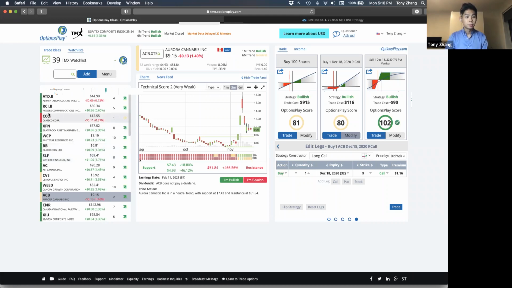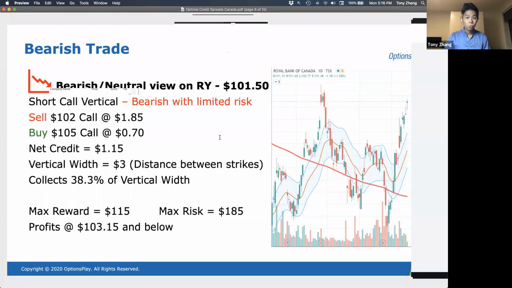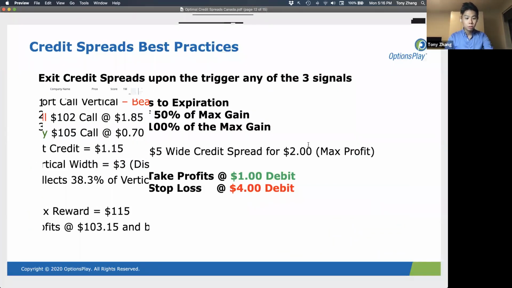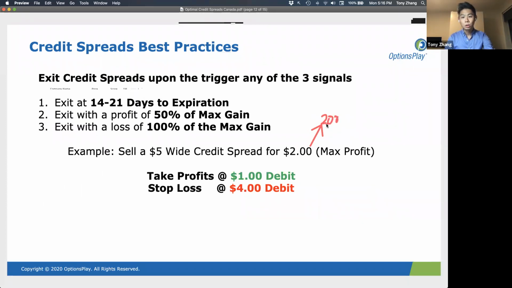I think that according to your rule, the stop loss should be at $2, 100% of the max profit. That is correct. So when you sell something for $2, right, 100% of that would be another $2. And that's why we say a $4 debit would be a 100% loss of the max gain. I know that sounds like a mouthful, but basically, you're selling something for $2. Let's just call it $200 because that's how much you're actually collecting.